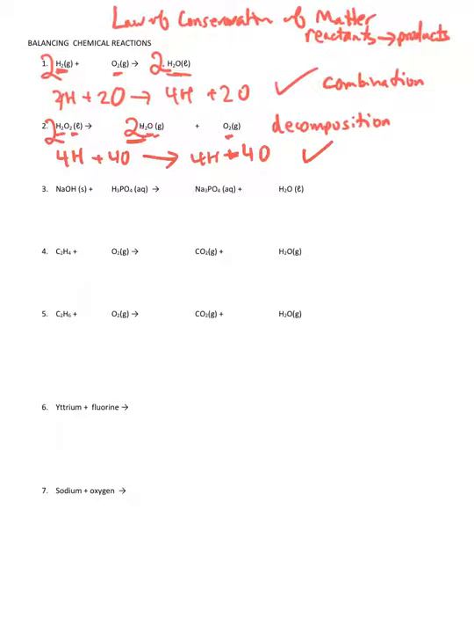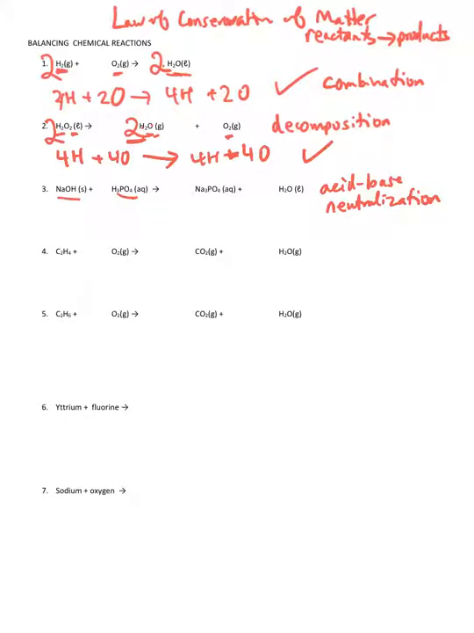The next one is a reaction where we're taking sodium hydroxide, this is solid, plus H3PO4 aqueous, phosphoric acid, reacting to make sodium phosphate, this aqueous, plus water, liquid water. And so this is a type of reaction that we could call an acid-base reaction, in that we've got phosphoric acid, and sodium hydroxide is a type of compound that we know as a base. We could also call it a neutralization reaction.